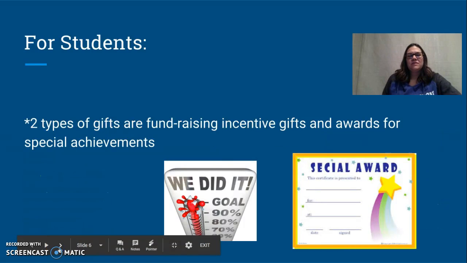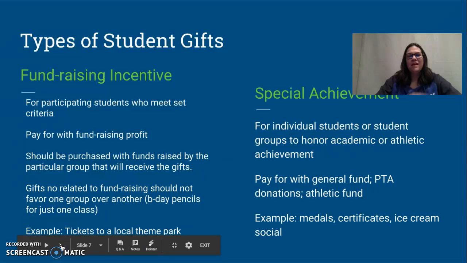Now turning our attention to gifts for students, the two types are fundraising incentive gifts and awards for special achievements. On the fundraising incentive side, they should be for students who met the criteria. They should be paid for with the fundraising profit. They should be purchased with funds raised by the particular group that will receive the gifts. And the gifts not related to fundraising should not favor one group over another. So like birthday pencils for just one class wouldn't be appropriate. An example would be tickets to a local theme park.